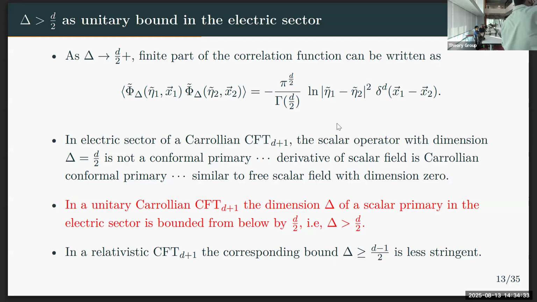Same cases here. But this is telling me an important thing. What it tells me is the unitarity bound. It just says that in a unitary Carrollian conformal field theory, the dimension delta of a scalar primary in the electric sector is bounded from below by delta greater than d by 2, right? But if you now look at the conventional CFT in d+1, this bound is less stringent. It is like d minus 1 by 2.